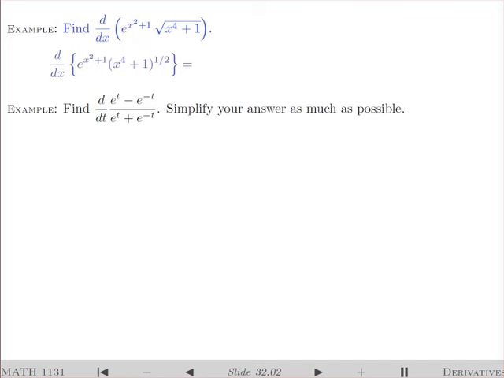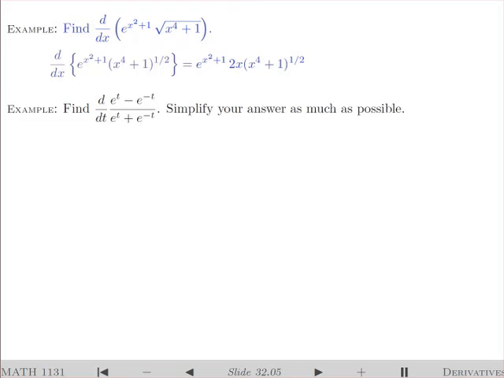The first factor is e power x squared plus 1. So it's an exponential function since the base is a constant. Take the exponential times the derivative of the exponent. And since the base is e, those are the only two things. So the exponential e power x squared plus 1 times 2x, the derivative of the exponent x squared plus 1.